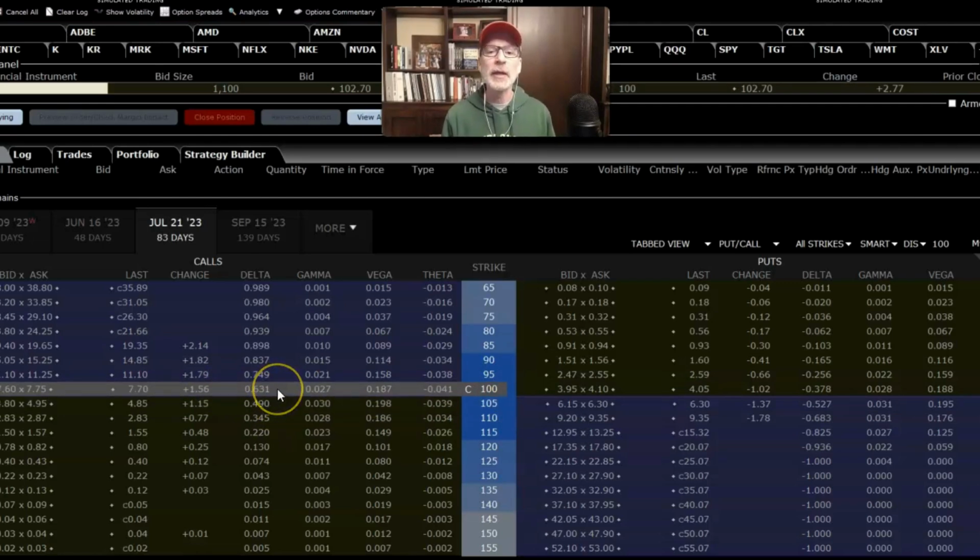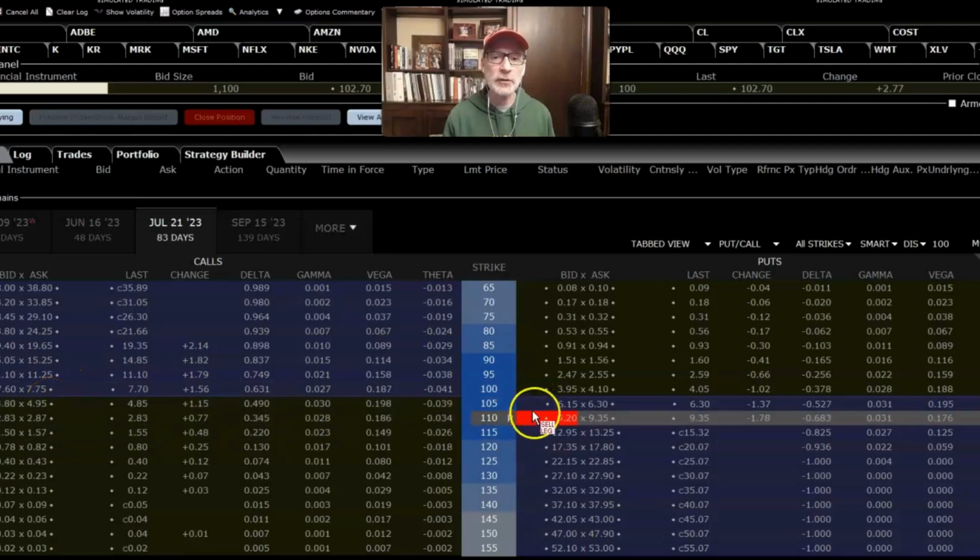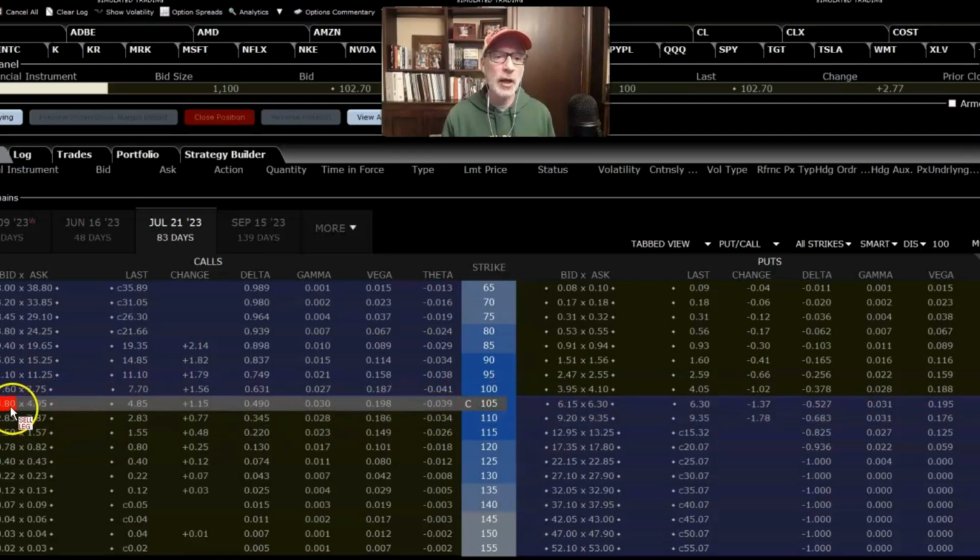What that means is that if you bought a call option and Disney jumps from 102.70 to 103.70, the option price should jump about 50 cents per contract. Let's focus on these 105 calls. Let's say we bought them for $4.90 per contract. Disney jumps up $1, so these call options are going to be worth 50 cents more, about $5.40 per contract. The best way to think of delta is how much the option price will move when Disney moves.